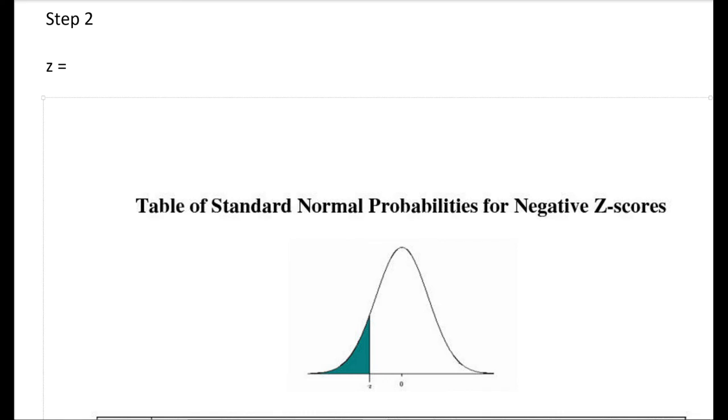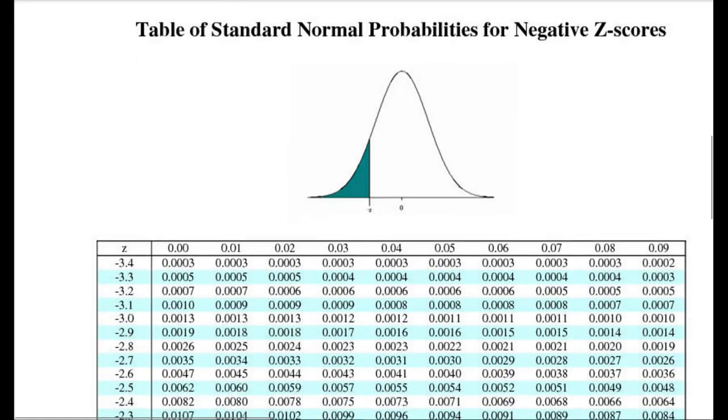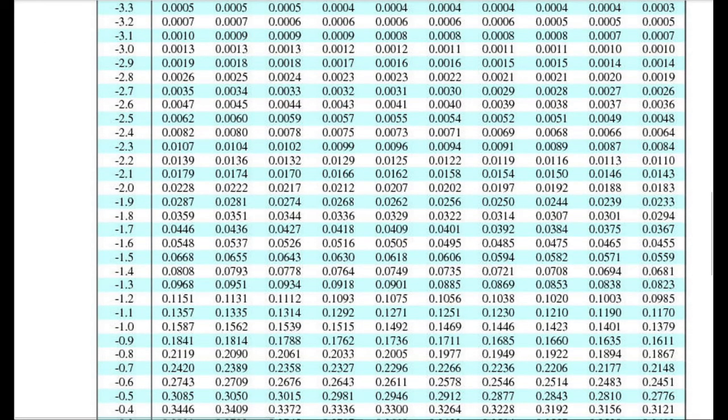All right, so step two, we want to find the z-score by looking up the area. Remember that we said that the area on the left is 0.9000, so we want to actually look up that value. Remember, we're trying to find the z-score here, right? So we're going to work backwards here. We need to find an area that is 0.9000 and use that to find the z-score.